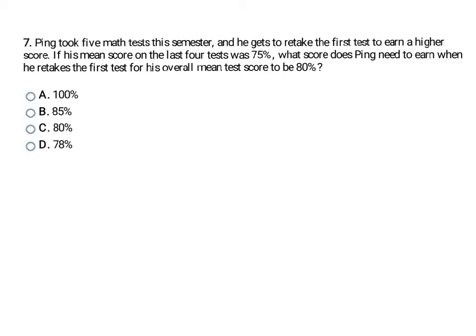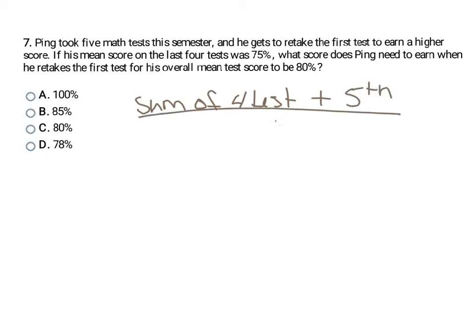So to calculate that mean, I'm going to have to know the sum of the first 4 tests so that I can add it to the 5th test. And then I'm going to divide that by 5. And I want that to equal 80%. So I don't know that 5th test. However, I can figure out what the sum of the 4 tests were.